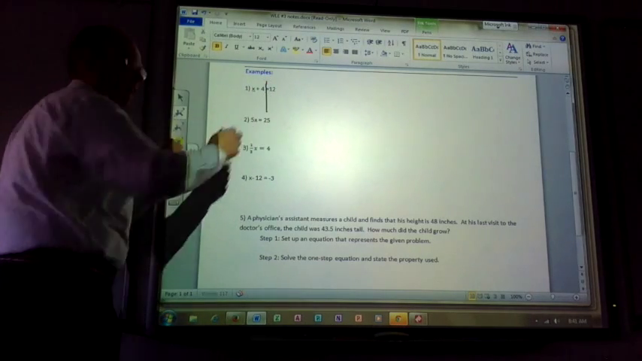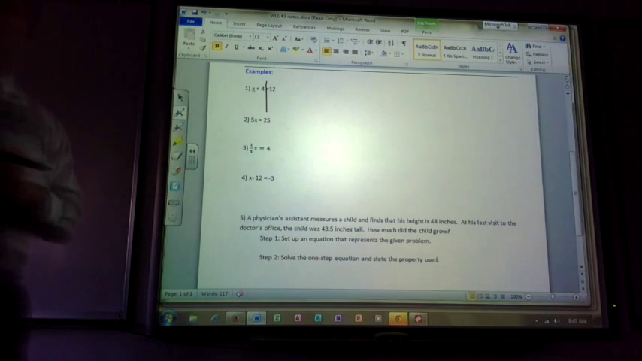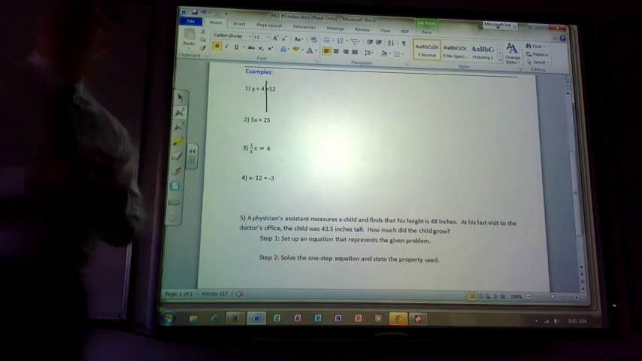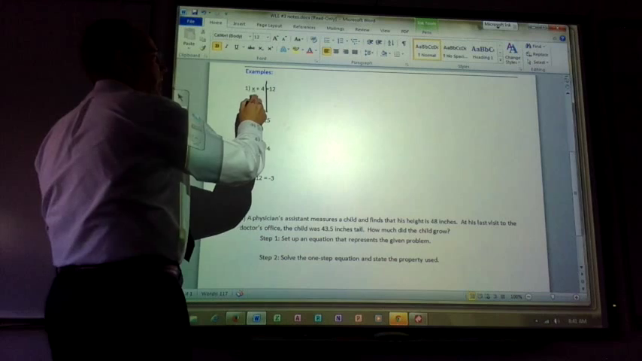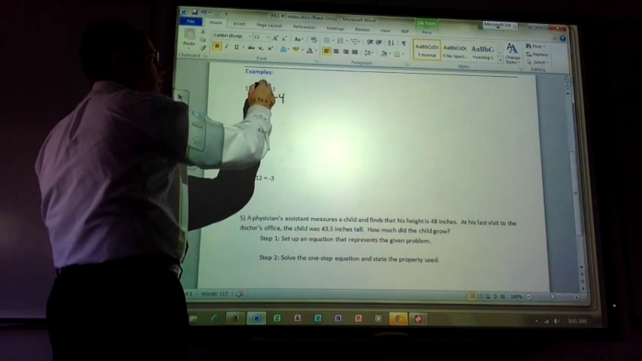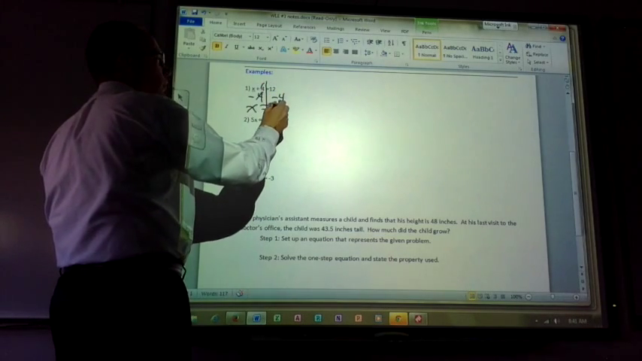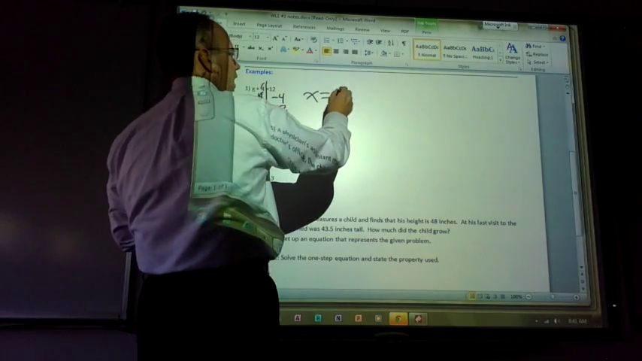What would you do next? Subtract what? From both sides. So subtract 4 from both sides. I like it. All right, so those are going to cancel out. That's going to be x is equal to 12 minus 4, which is going to be 8. So x equals 8 on this problem. Very well done. I like it.